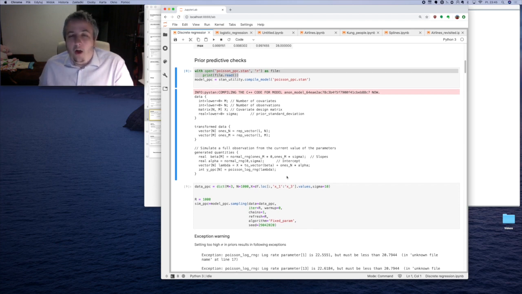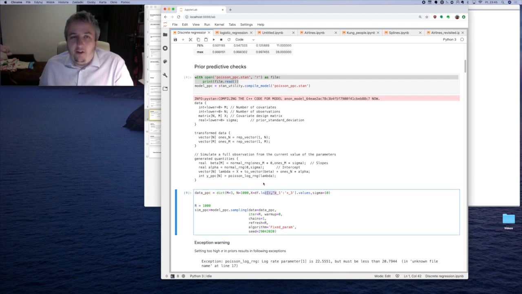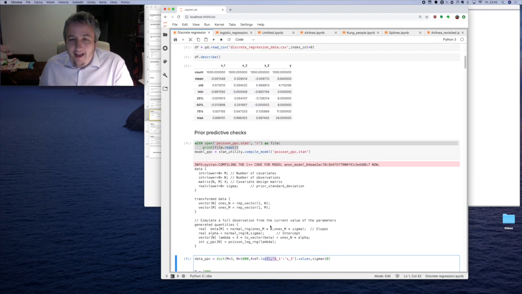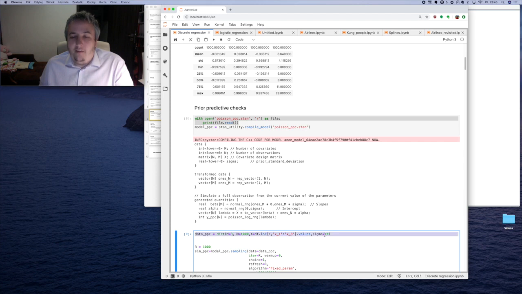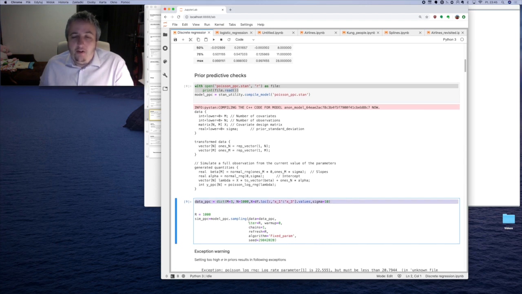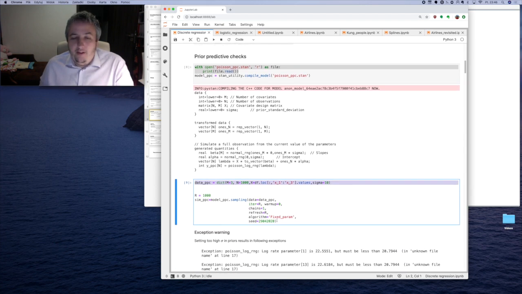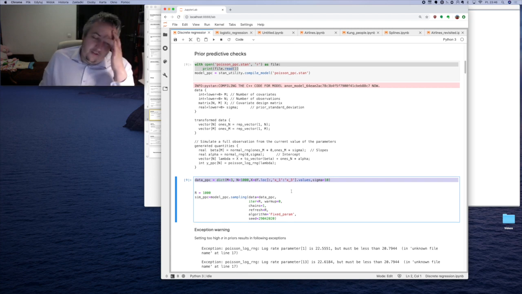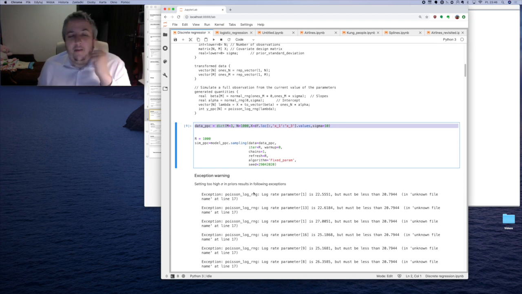So, we're providing our data set of 1000 points with 3 predictor variables. Predictor variables are taken from the data frame we've seen before, and we are setting sigma as 10. We're doing 1000 samples for our predictor check. Using such a situation, we have one problem. We get an exception warning.